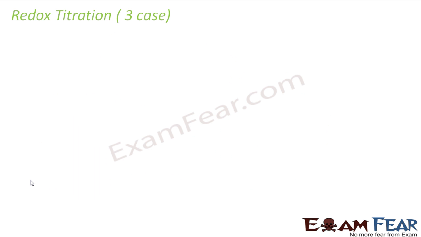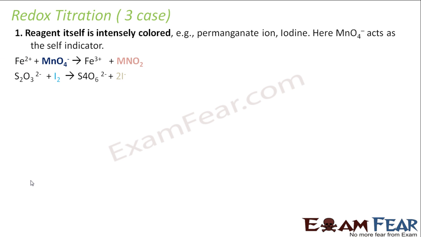So there are three cases in redox titration actually. In the first case, the reagent which we use is itself colored. For example, MnO4 minus and I2 are themselves colored. For example, if you oxidize iron and MnO4 minus is reduced, the color changes. MnO4 minus, the permanganate ion, is purple in color, and the Mn2+ is pink in color. Same thing with iodine. Iodine is blue in color, but when it becomes I minus, the iodide ion, it is colorless, right? So the reagent itself is colored.